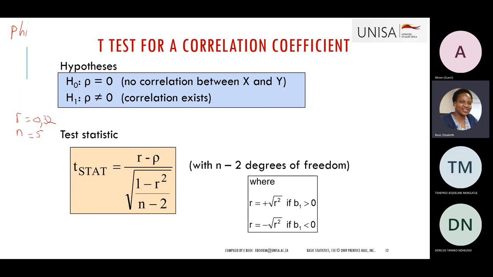You will need your degrees of freedom to go find your critical value. So if your r squared is positive, your coefficient of correlation is positive, and b1 is greater than zero. And also you will need to find it where your r is negative, the square root of r squared, if b1 is less than zero. So it will be negative if b1 is negative, it takes any value that is negative. It will be positive if b1 is greater than zero.